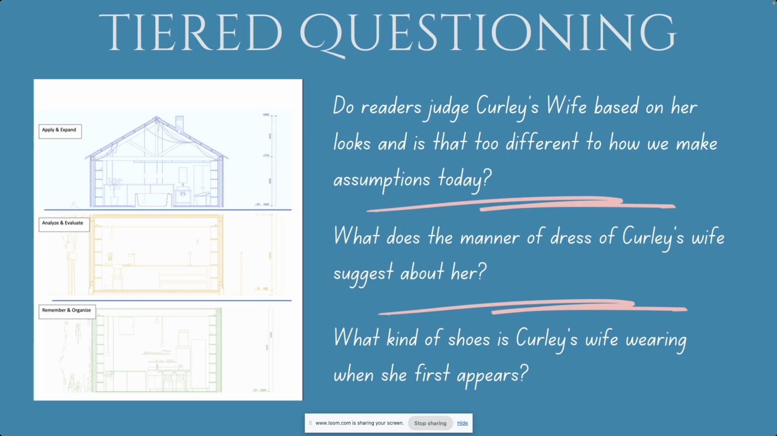So once again, this example is from English classrooms, and it's about Of Mice and Men. The first question is, what kind of shoes does Curly's wife wear in the first scene? That question could be answered in just a couple words. But then if we move up to the second tier, what does this manner of dress say about her as a person, her as a character? We're starting to evaluate and analyze in a deeper fashion. And then finally, at the top, a student may ask, do readers judge Curly's wife based on her appearance? And is that so different from the kinds of things that people do today?